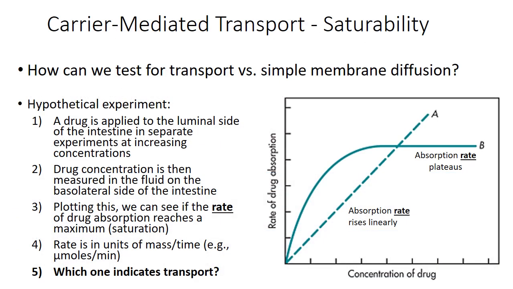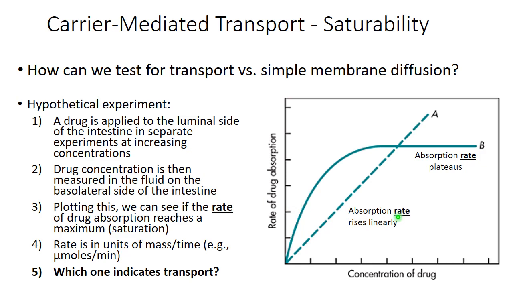So what is saturability specifically? What does that look like? How can we test for transport versus simple membrane diffusion? And how do we see saturability on a graph? Here's a hypothetical experiment. A drug is applied to the apical or luminal side of the intestine in separate experiments at increasing concentrations. Imagine experiment one, two, three, four, with different concentrations. Then the drug concentration is measured in the fluid on the basolateral side, the other side of the membrane. We plot this and see if the rate of drug absorption reaches a maximum. This, remember, is critical.